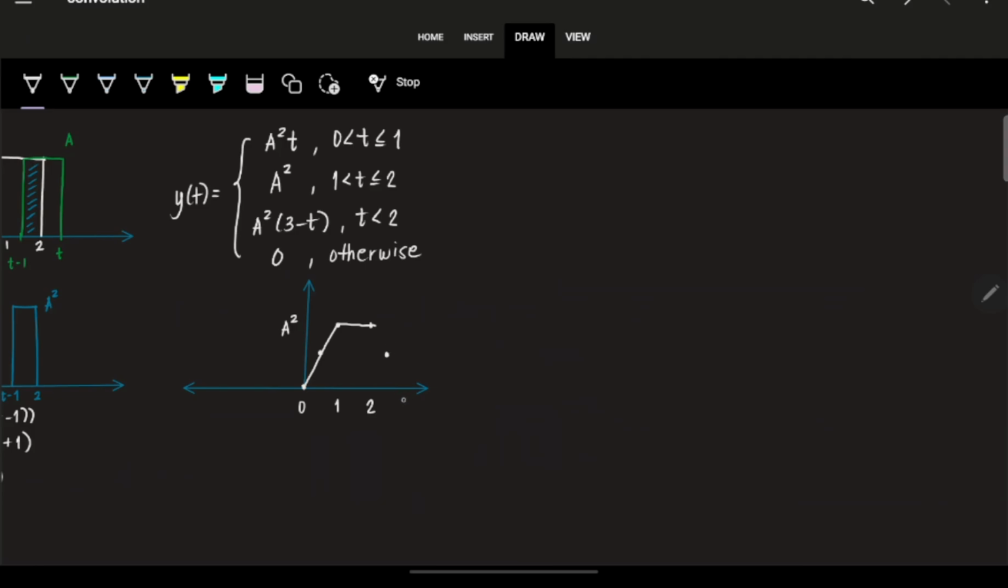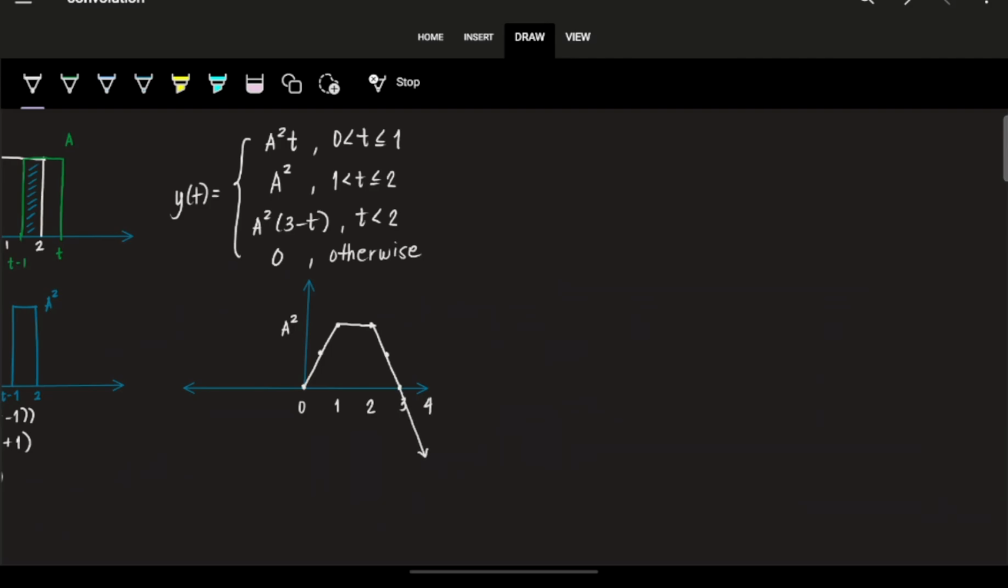Let's say kay 3. When t is equal to 3, 3 minus 3 is 0, so a squared times 0 is 0. Then let's say kay 4. When 4, we have 3 minus 4 is negative 1, so that's negative a squared. So pupunta siya pababa.